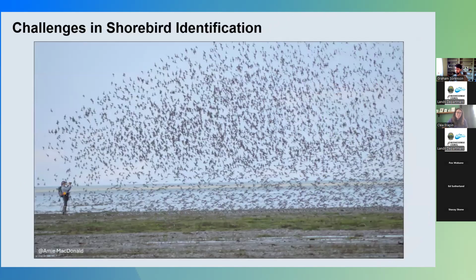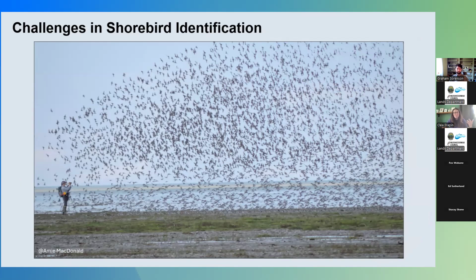But shorebirds can be very challenging to identify. And I think this photo is a great example and really speaks for itself. It was also taken along the James Bay coast. Many species are small, they are brown, they look very similar to one another. And their plumage also changes throughout the year. So birds are going to look quite different in breeding and non-breeding seasons.